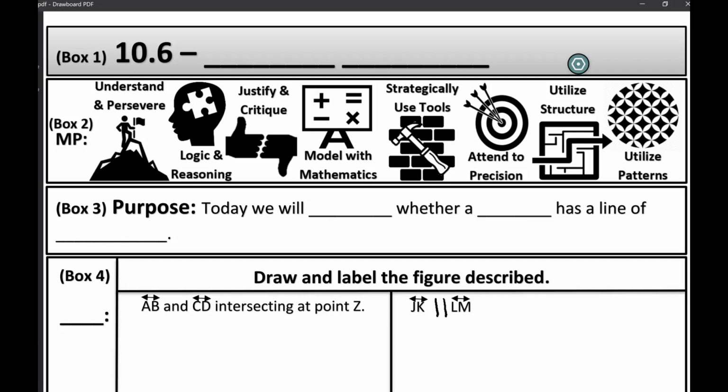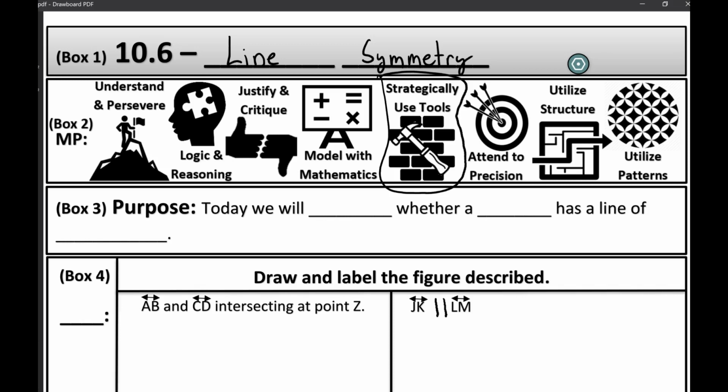Alrighty students, it's Mr. Arevalo with a brand new lesson, and for today's lesson we're going to be focusing on box 1, 10.6, line symmetry. Symmetry is spelled S-Y-M-M-E-T-R-Y. For today's mathematical practice, MP5, strategically use tools, which simply means that we can solve problems using different strategies that we're aware of, and when we need to, we're going to use the correct tools based off of what the problem is asking you to do.